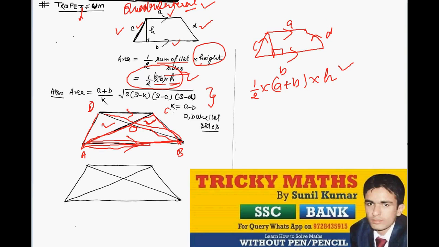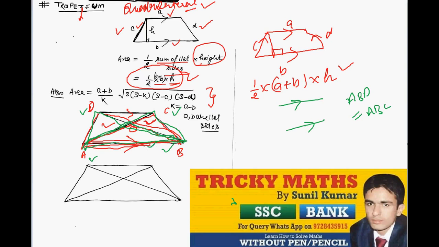Always take vertices in anti-clockwise direction. Now see the triangles ABD and ABC. These two triangles are between the same parallel lines and their base is the same. If two triangles are between the same parallel lines with the same base, their areas are equal. This means the area of triangle ABD is equal to the area of triangle ABC.